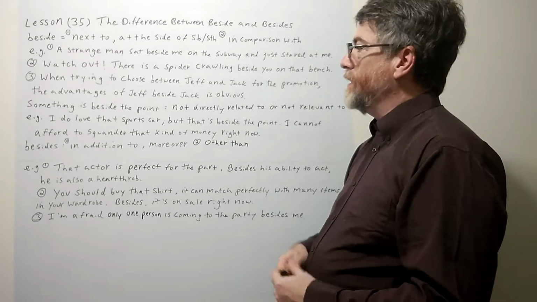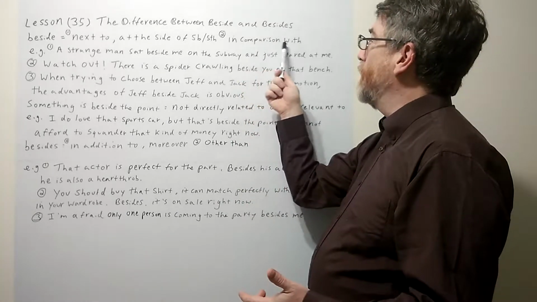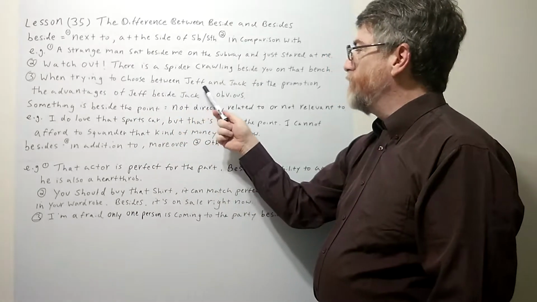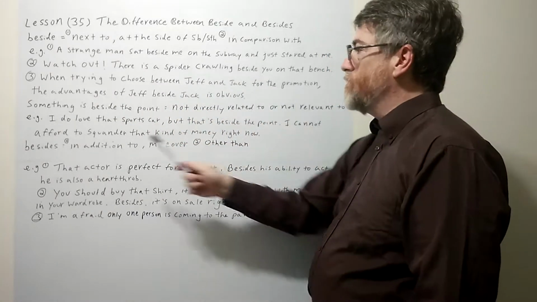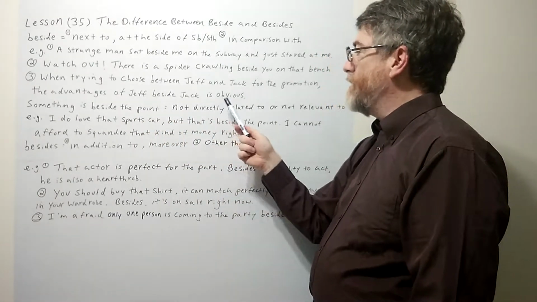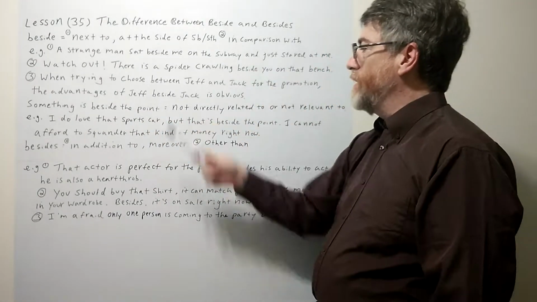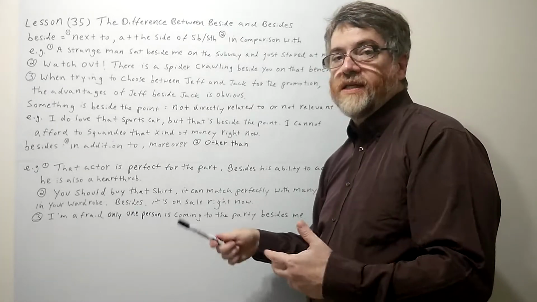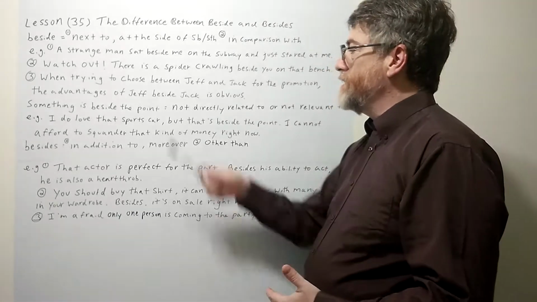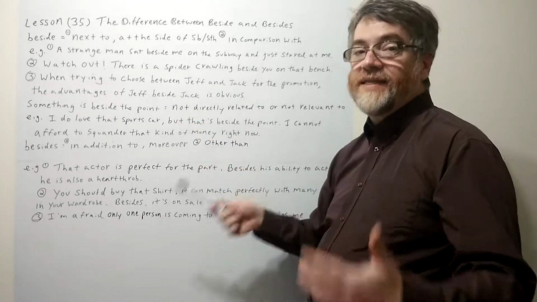All right, and the third example we'll cover is like in comparison with. When trying to choose between Jeff and Jack for the promotion, the advantages of Jeff beside Jack is obvious. So in comparison with. Maybe Jeff has a lot more advantages, so maybe he should be the choice. So this is how we would use beside in this sense.